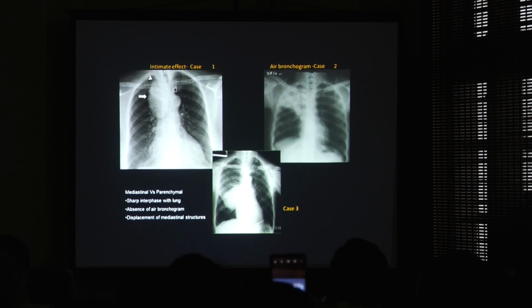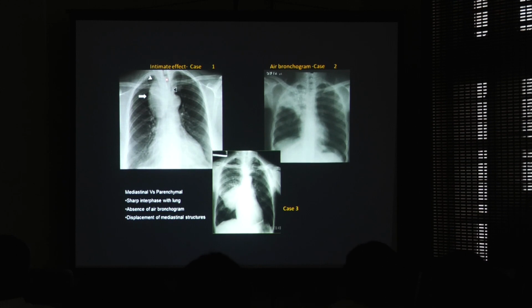Now, there are certain obvious mediastinal lesions which will leave behind no difficulty to diagnose. But sometimes it may be difficult when a parenchymal lesion is seen close to the mediastinum, closely abutting the mediastinal border. You are in doubt whether it is mediastinal or parenchymal. How can you solve the issue? Now, in this case, first look at the interface the lesion makes with the adjacent lung. If the interface is very sharp, that favors it to be mediastinal.